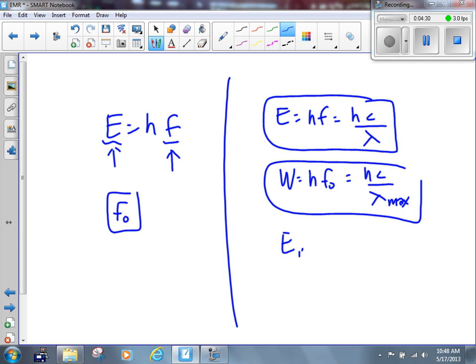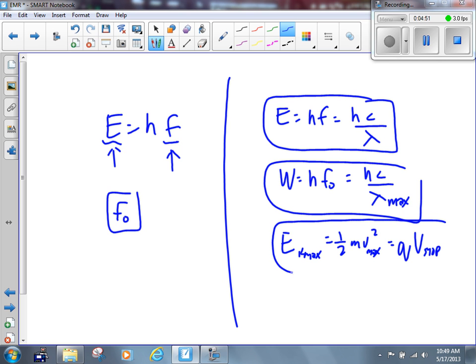Next, we talked about the kinetic energy of the electron that has already been ejected. The kinetic energy of the electron, or the maximum possible kinetic energy of that electron, is equal to 1/2 mv squared. That's nothing new. We learned that in Physics 20. But that's also equal to QV stop.